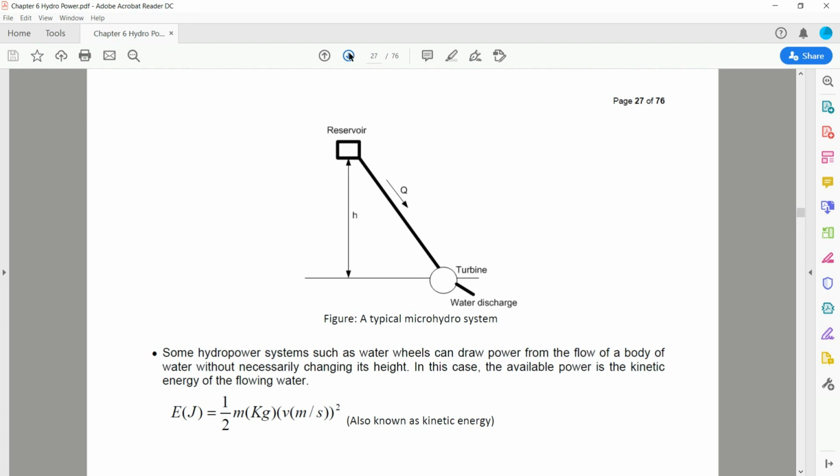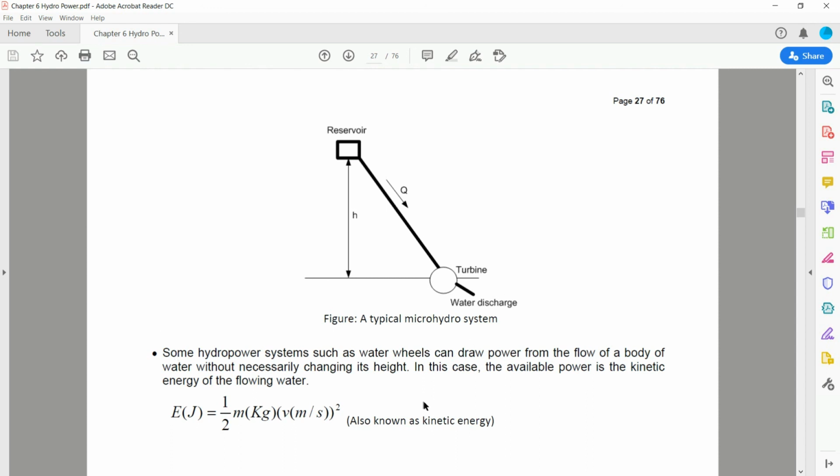So this is a typical microhydro system. So this is from the reservoir. So for example here, this is the forebay tank. So this is the height or the head H. So this is the fluid flow rate, we use the term Q, and this is the turbine inside the powerhouse. So this is the discharge water going back to the stream.